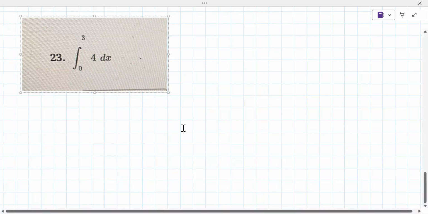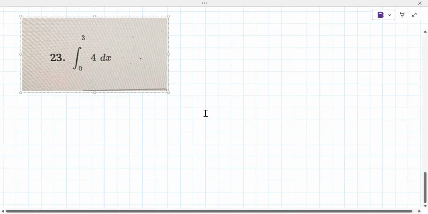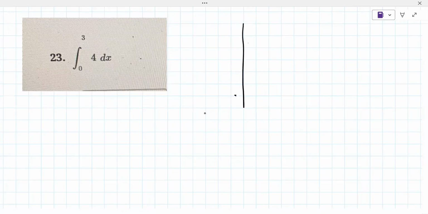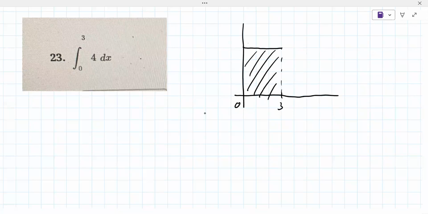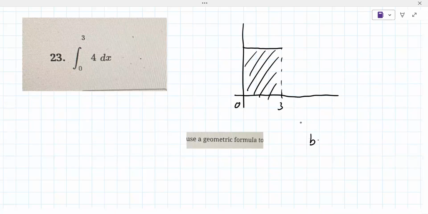So, this new problem here. They want you to sketch the region, which you would not do in a test, but y equals 4 means height of 4, from 0 to 3. So it's this region here that you're finding the area of. And when it says to use a geometric formula, that just means to use something from a previous course, like the area of a rectangle is base times height. So this is 3 times 4, which equals 12.